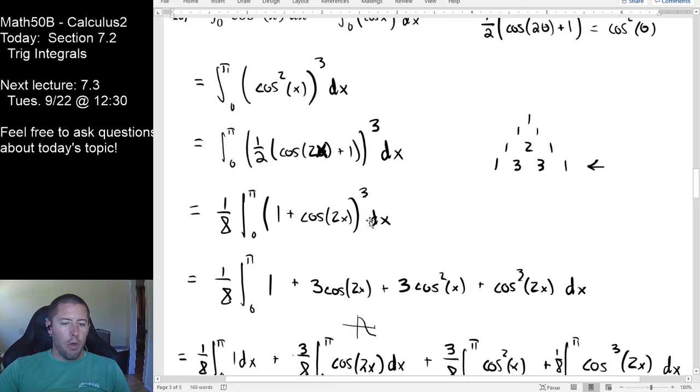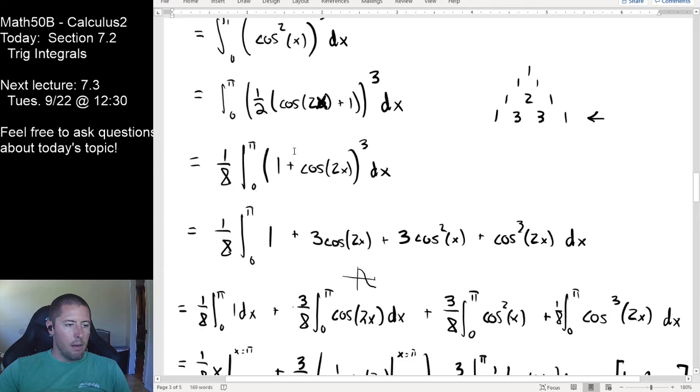I cubed out the whole thing. You could FOIL this if you want. I kind of used some helpful information from my Pascal's triangle here about what constant coefficients I knew I needed to multiply into each of these guys. Notice also, by the way, this 1/2 was covering all of this. So the 1/2 was getting cubed, but 1/2 is also a constant multiple, which is why it was allowed to be pulled out front here.